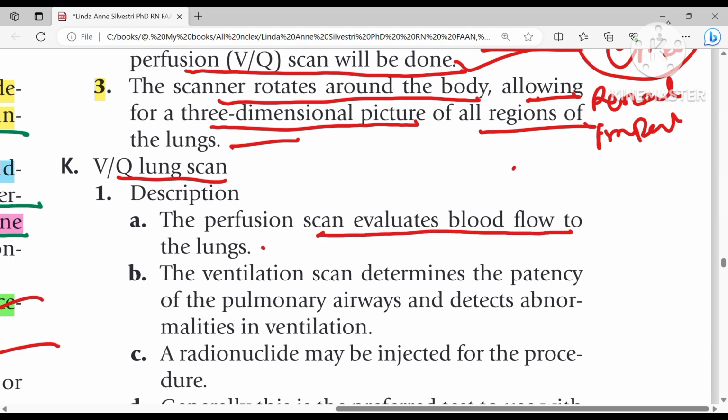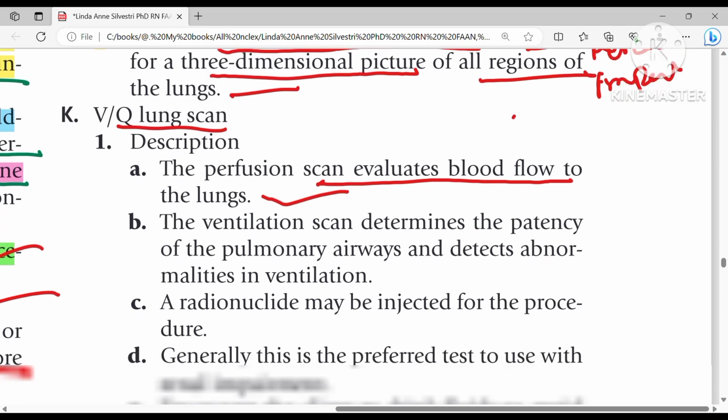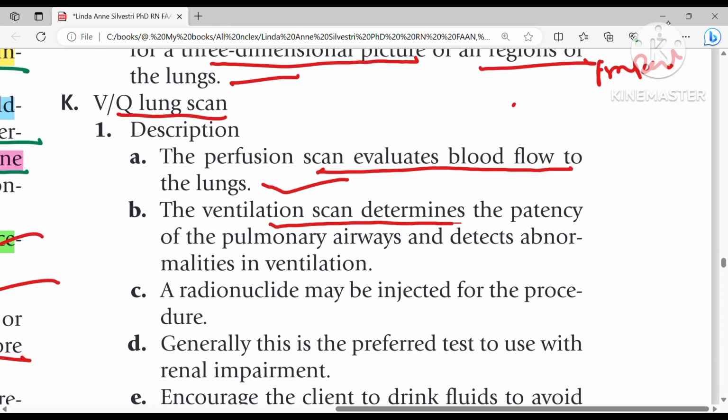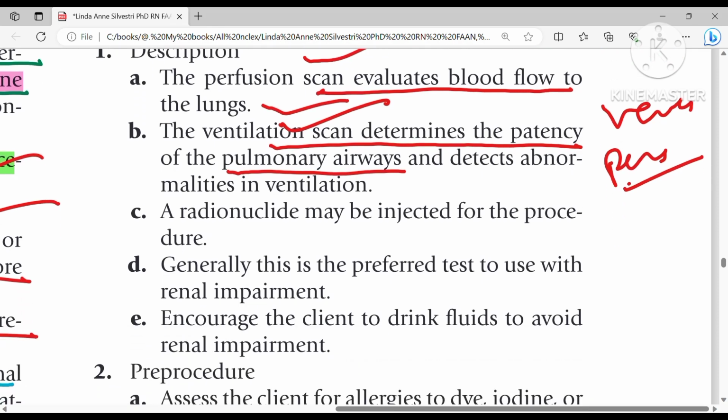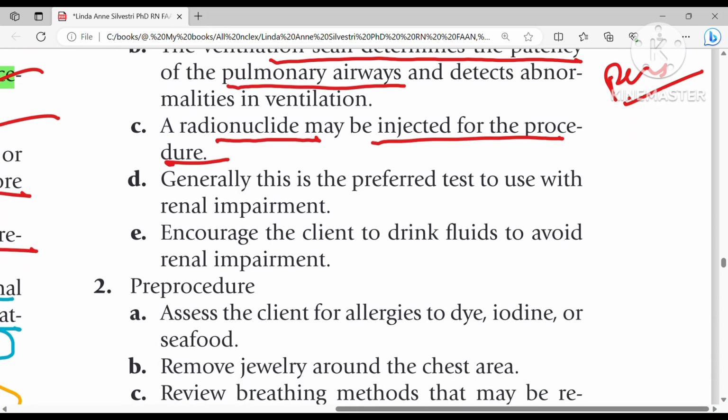Perfusion scan evaluates blood flow to the lungs, and ventilation scan determines the patency of the pulmonary airways. So these are the two things: one is ventilation, another one is perfusion. We will check the ventilation and perfusion of the lungs with the help of two machines. A radionuclide may be injected during the procedure.